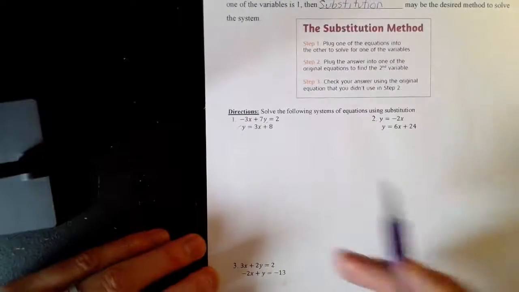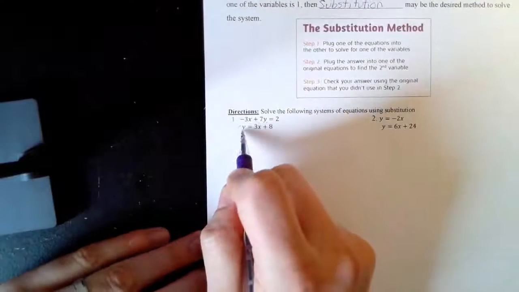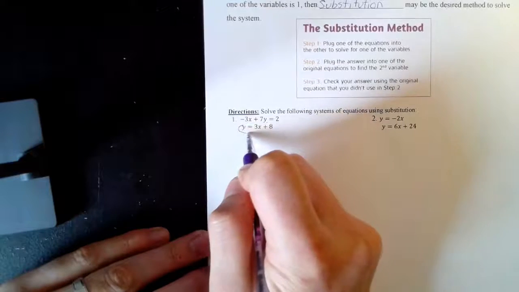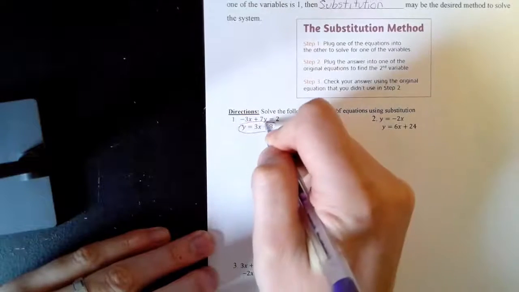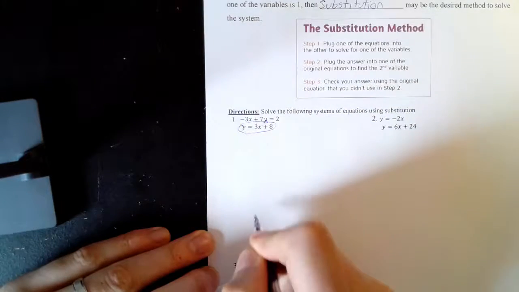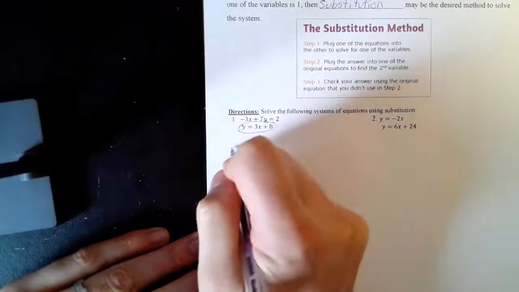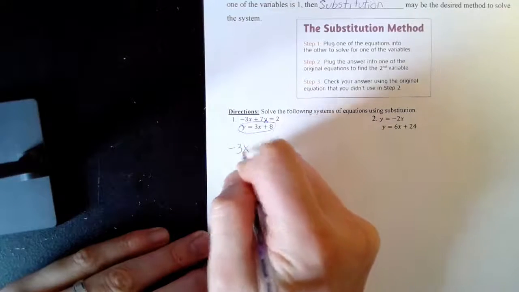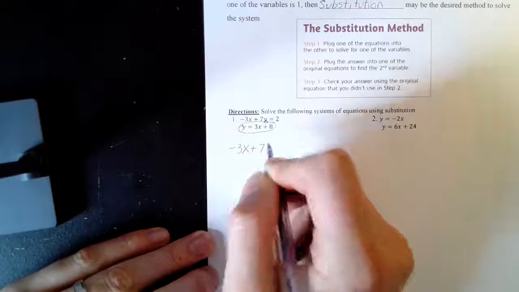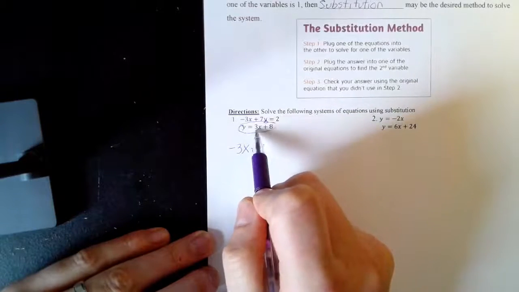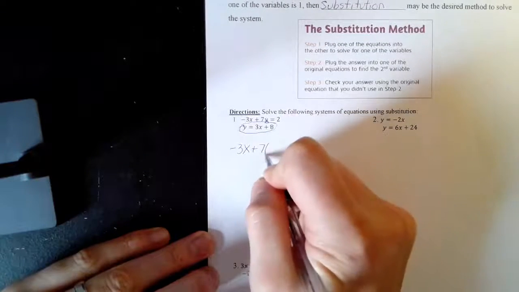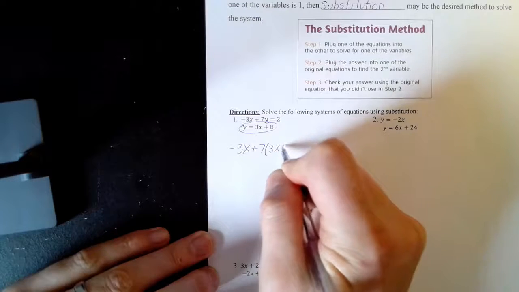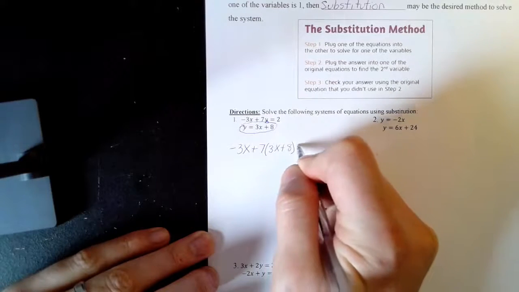So for number 1, like we said, the second equation is isolated for y. So we're going to substitute that into the first equation. So we'll have negative 3x plus 7. Now instead of writing y, we're going to substitute in 3x plus 8 is equal to 2.